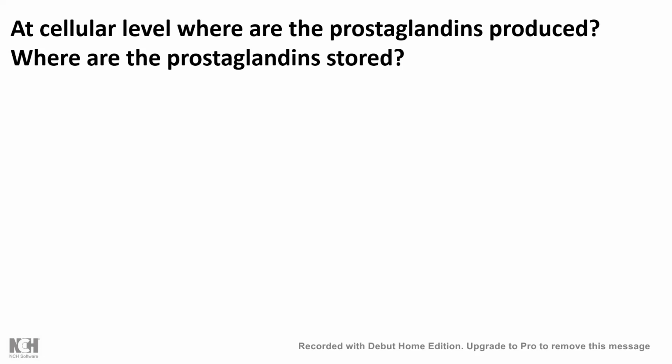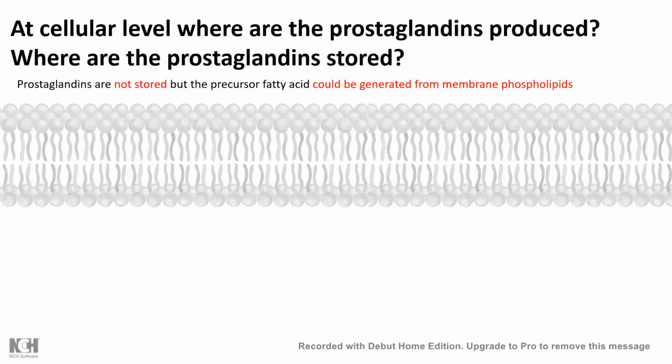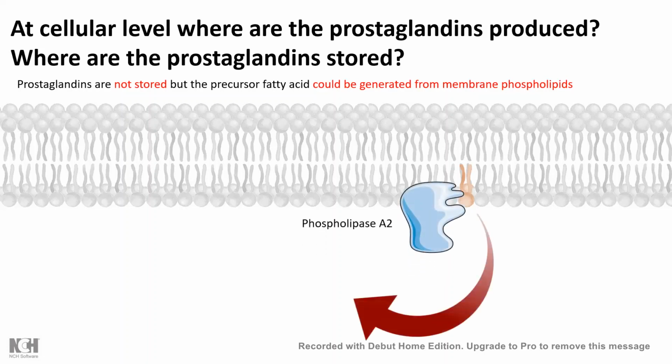Now the question is, in a cellular format, where does the biosynthesis of prostaglandin take place? Prostaglandin synthesis takes place from the membrane phospholipids. If the membrane phospholipids are cleaved by phospholipase A2, it releases the precursor for prostaglandin synthesis, which is arachidonic acid. From that arachidonic acid, in sequential enzymatic steps, prostaglandins are produced.